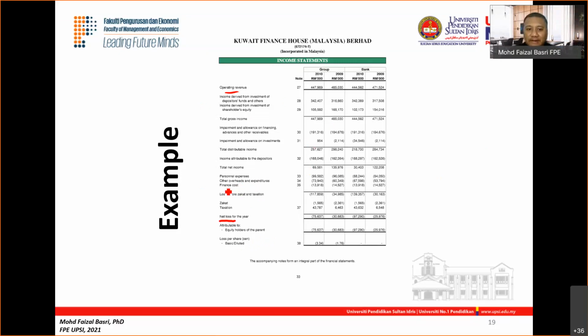Only in this one, there is finance cost. They don't have interest because this is an Islamic bank. So they pay finance cost and then they pay tax, and on top of that there is zakat too. For this company they pay zakat, so it is paid here as well. And finally they get the profits or loss. Okay. So these are the two statements that you need to familiarize with.